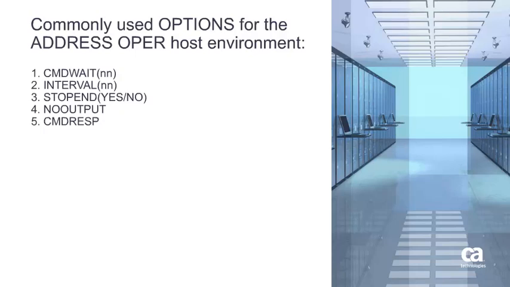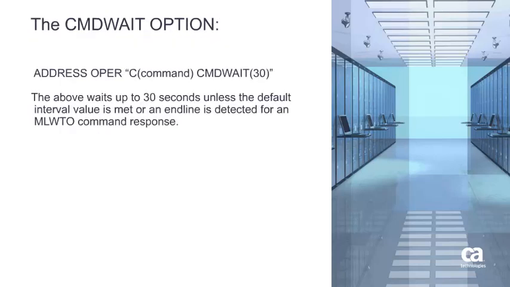Some of the most used options in the Address OPER environment are COMMANDWAIT, INTERVAL, STOPEND, NOOUTPUT, and COMMANDRESPONSE. The COMMANDWAIT option controls how long an Address OPER command can wait for output. Together with the INTERVAL and STOPEND options, it determines how long the Address OPER command waits for output.